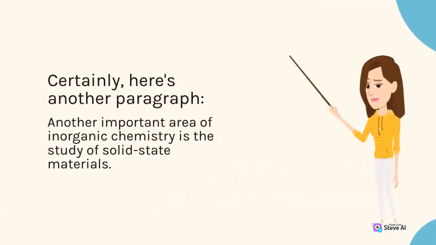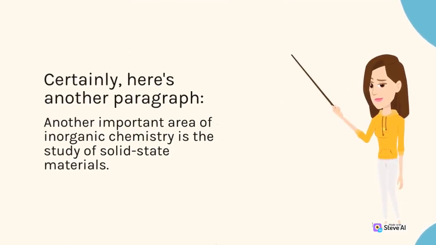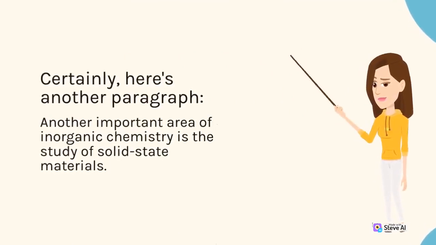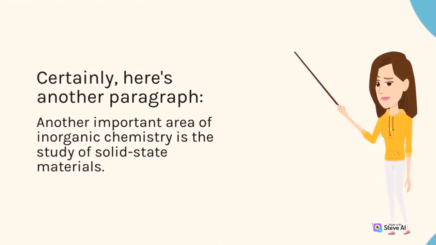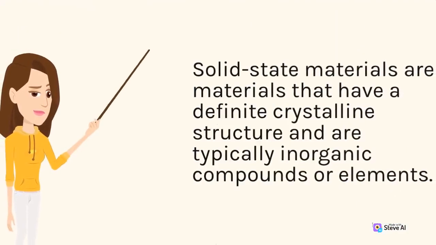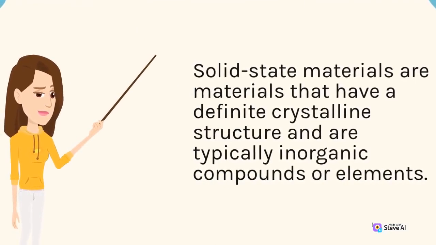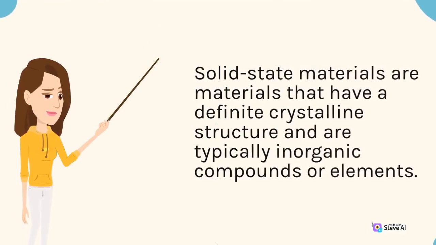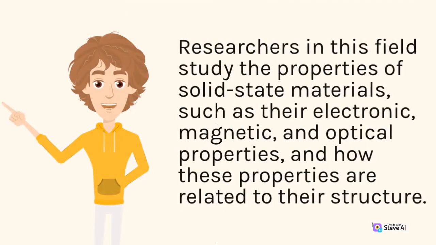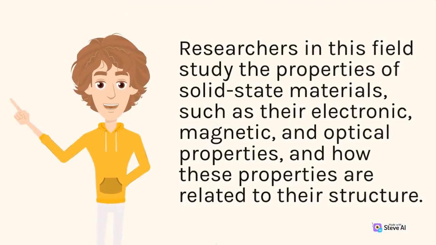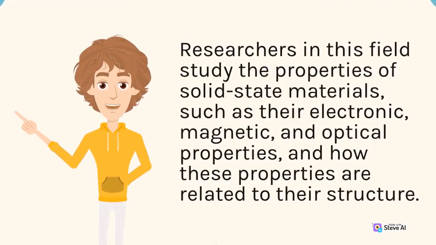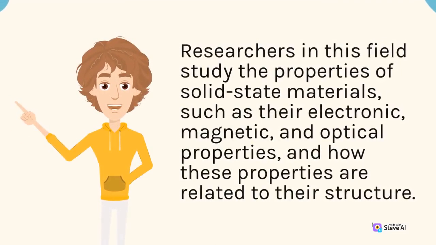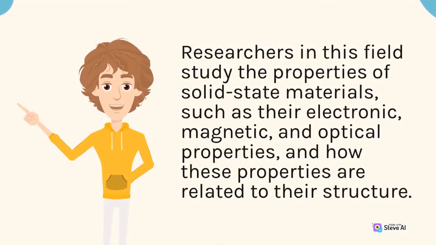Another important area of inorganic chemistry is the study of solid-state materials. Solid-state materials are materials that have a definite crystalline structure and are typically inorganic compounds or elements. Researchers in this field study the properties of solid-state materials, such as their electronic, magnetic, and optical properties, and how these properties are related to their structure.